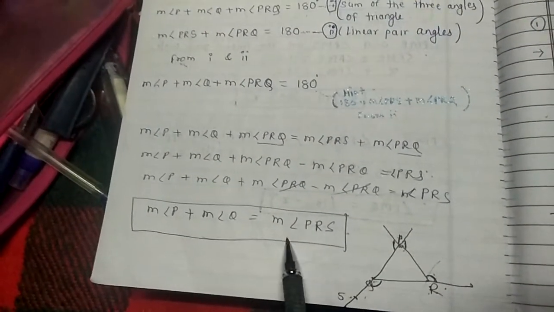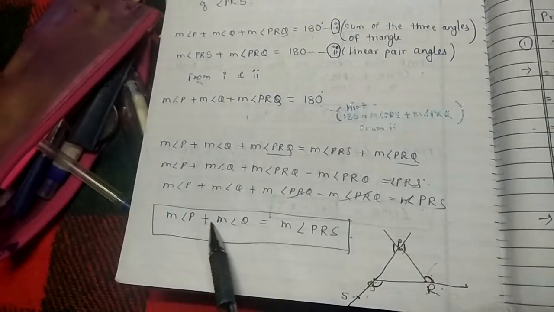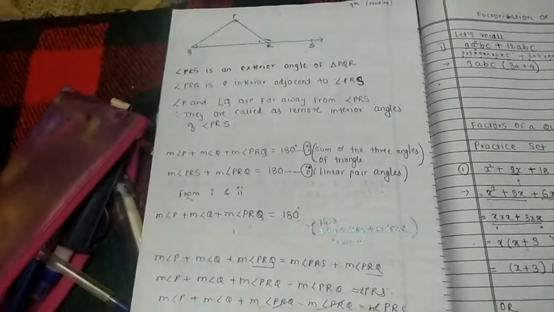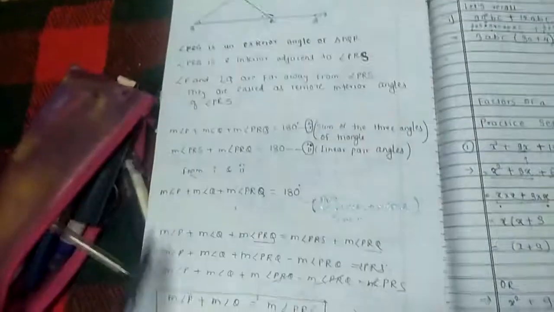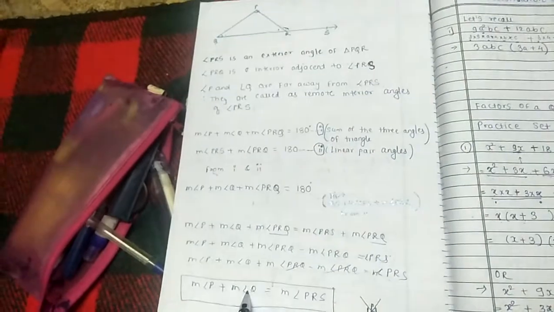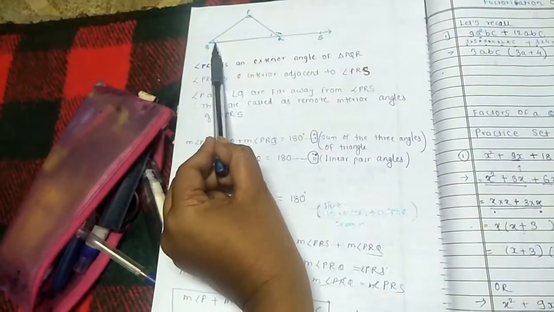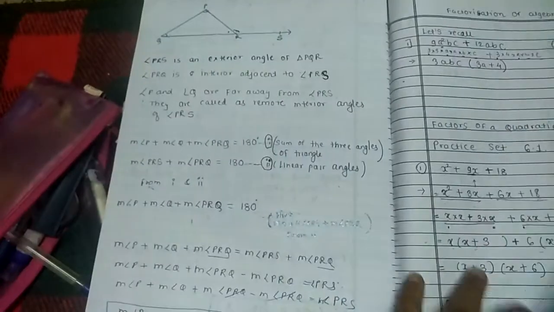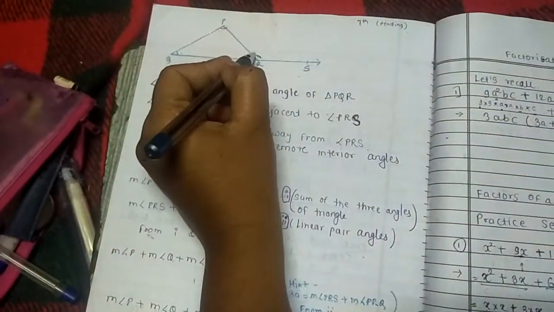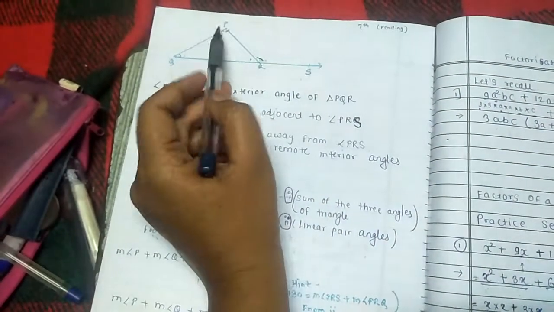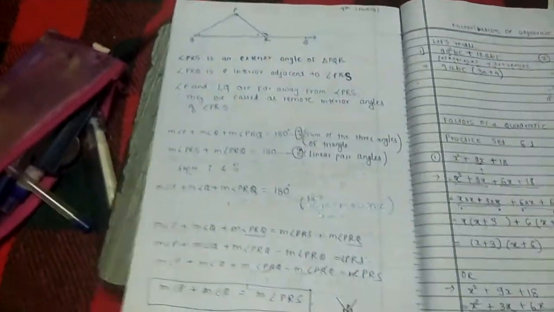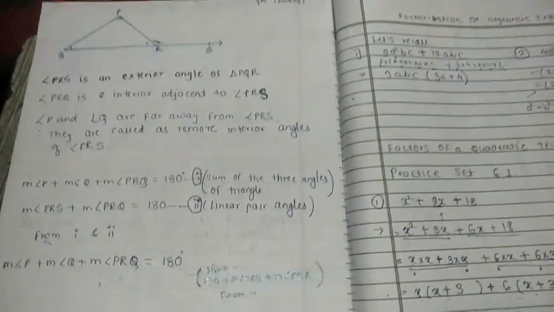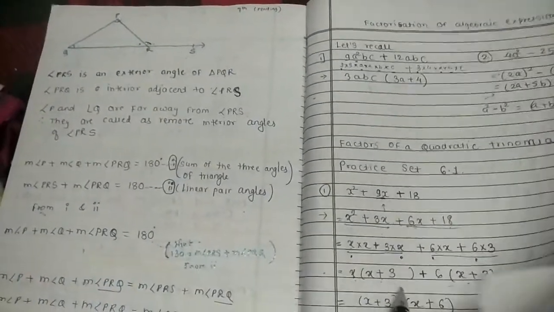So it means the measure of PRS is equal to the measure of angle Q plus P. If you observe the figure, the measure of this angle PRS is equal to the measure of angle P plus the measure of angle Q. Clear everyone? So it means the measure of this exterior angle is always equal to the sum of its remote interior angles. Clear? Now we will see an example based on this property. You can take more examples also.